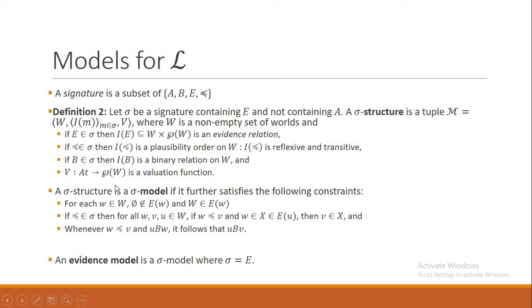Now, another definition is a model. A sigma structure is a sigma model if it further satisfies the following constraints. One, for each world, E of W. We already defined E as a relation, but from here on forwards, the authors use E as a function. That is, it takes a world and returns a set of sets of worlds. So it just returns the set that's assigned to it that we talked about in the beginning when we were giving an intuitive explanation. So the first constraint is that for each world, the empty set is not evidence for it, and capital W, that is all the worlds, the set of all worlds is a piece of evidence at our world W.